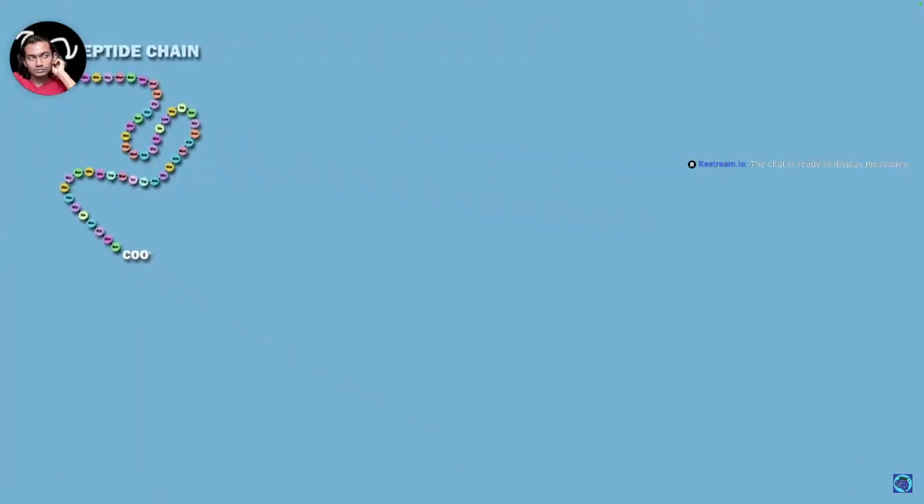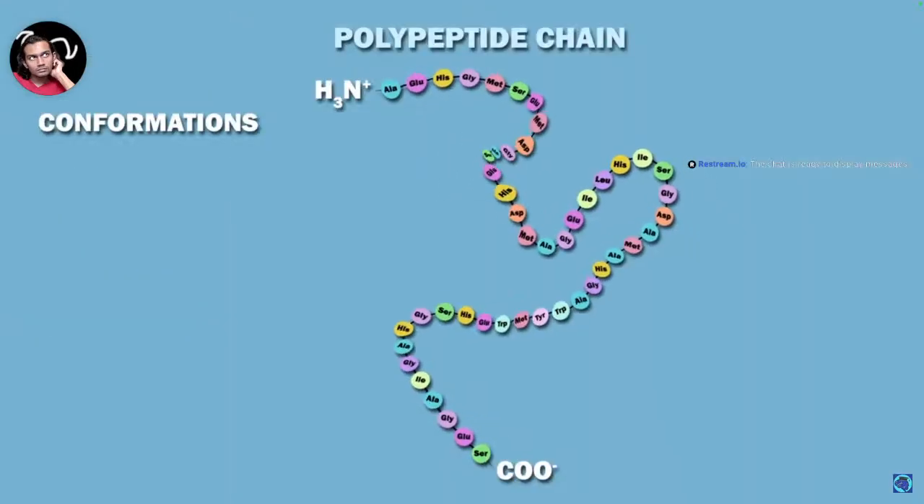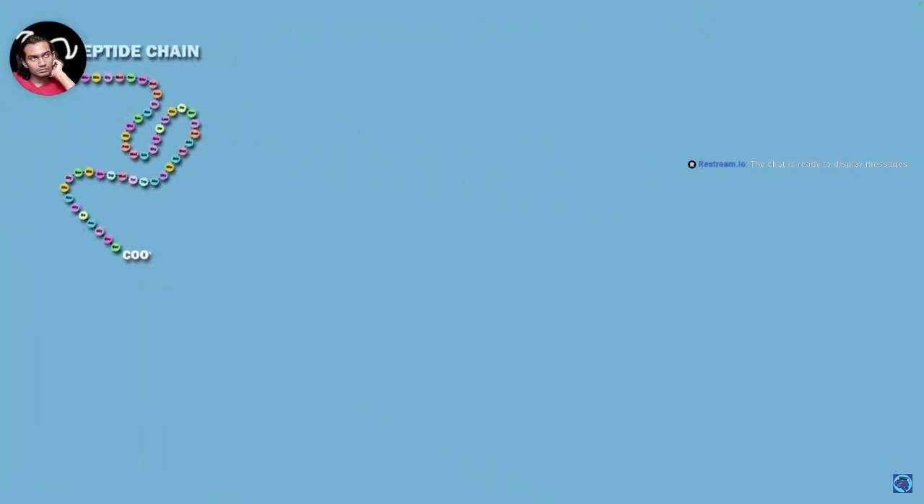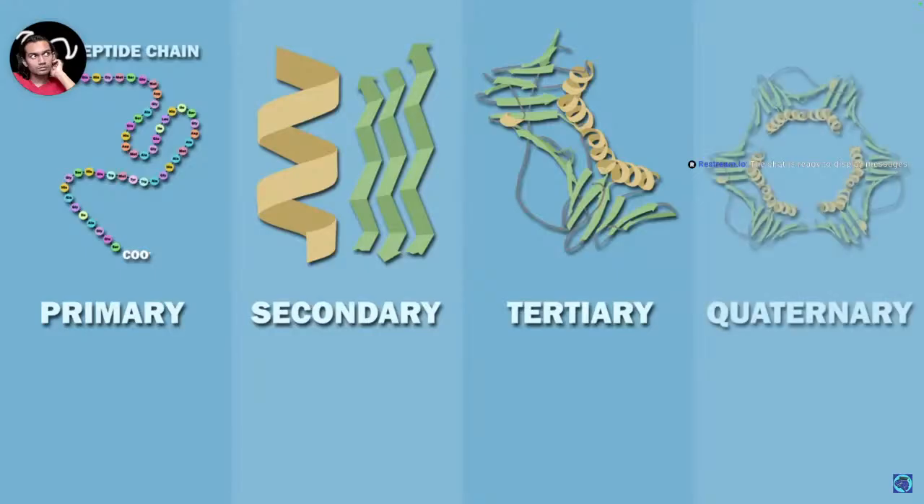Protein structure can be described in terms of 4 levels of organization: primary, secondary, tertiary, and quaternary structure.